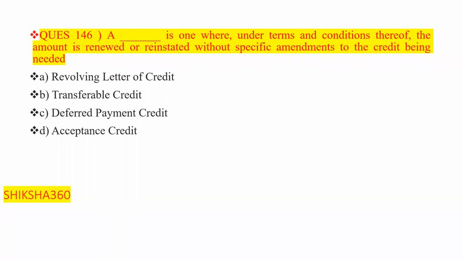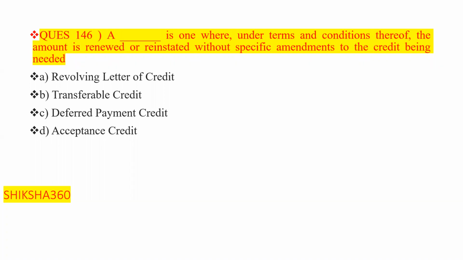A dash is one under terms and conditions thereof the amount is renewed or reinstated without specific amendments to the credit being needed. So basically, what type of LC is that? Where under terms and conditions thereof the amount is renewed or reinstated without specific amendments to the credit being needed.